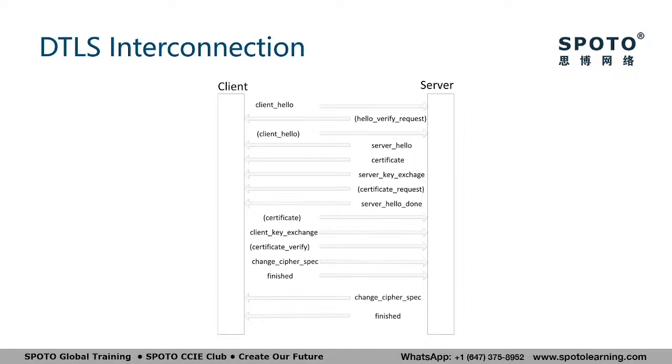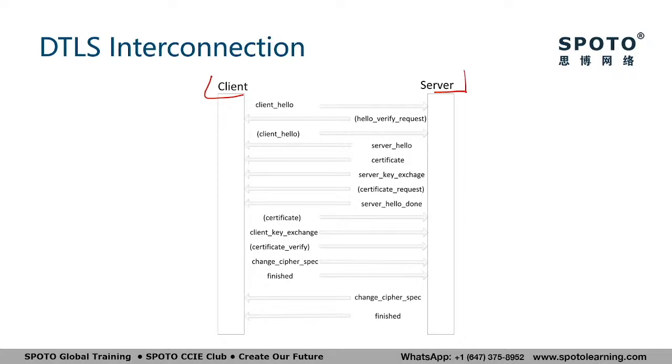How does DTLS work? We will briefly go through this. The entire process and the details are quite complicated. As a foundation course of SD-WAN today, we will just cover it at a high level. You might need this information to troubleshoot related issues during deployment. We use this diagram as an example. There are two sides. The left side is the client. The right side is the server.